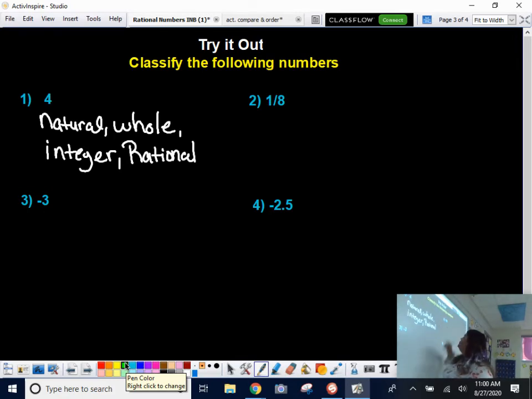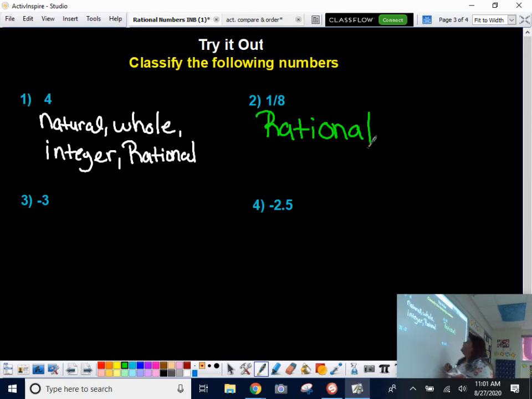Let's go to number 2, 1/8. Is 1/8 natural? It's not a counting number. Is it a whole number? Nope. Negative? Is it an integer? Nope. It's a fraction. So because it's a fraction, the only thing it can be classified as is a rational number. Okay? So 1/8 is only a rational number.